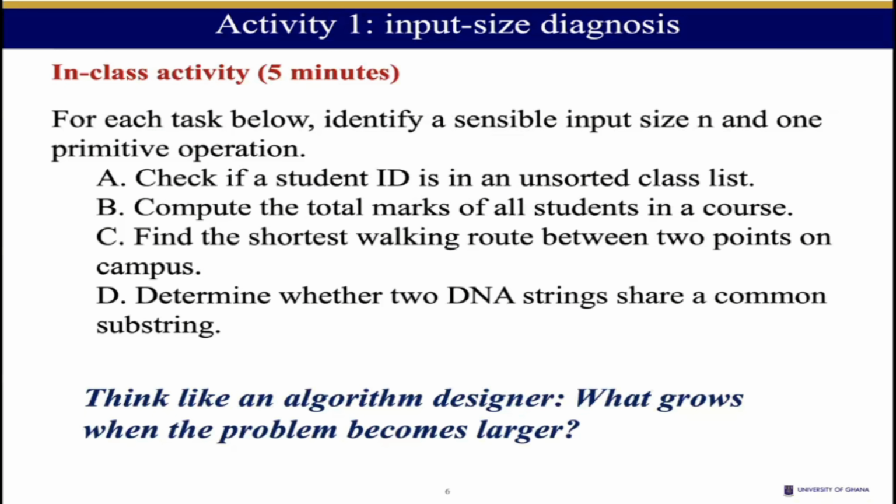So, for the student IDs in an unsorted list, the input size should be the number of student IDs in the provided list. Mm-hmm. So, for example, maybe... Go ahead.